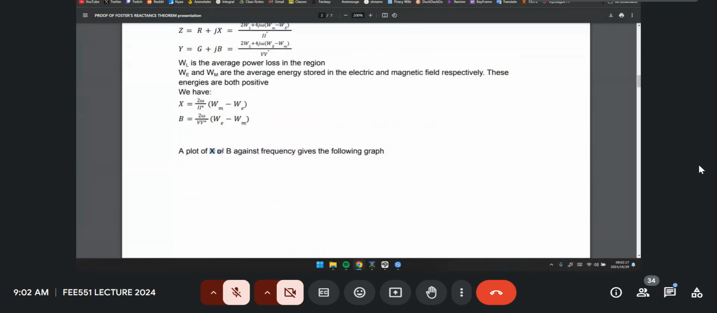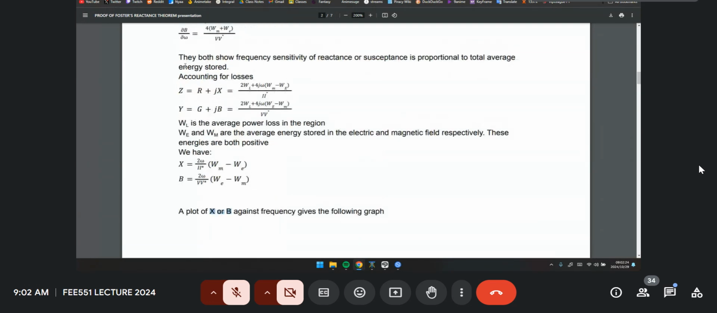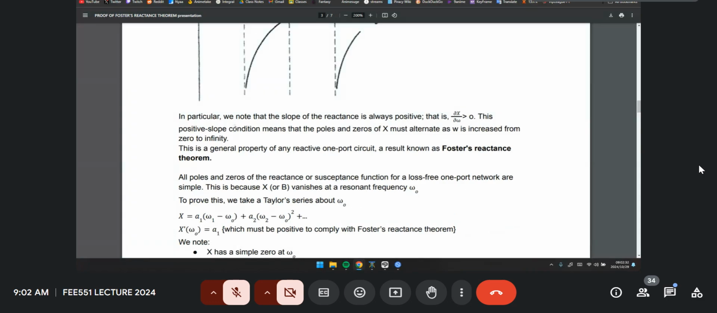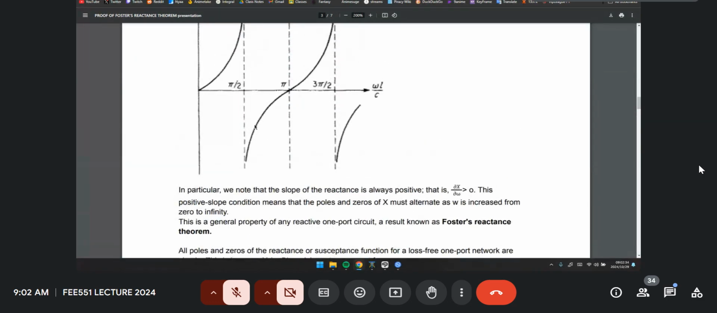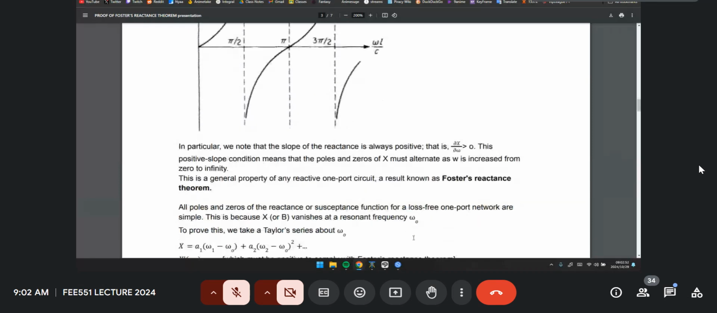When you plot X against W for frequency, it gives the following graph. This extra information here is just to help understand these equations better. In particular, we note that the slope of the reactance is always positive. That is, the derivative of X is always greater than 0. This positive slope condition means that the poles and zeros of X must alternate as W increases from 0 to infinity. This general property of the one-port reactive circuit is known as Foster's reactance theorem.